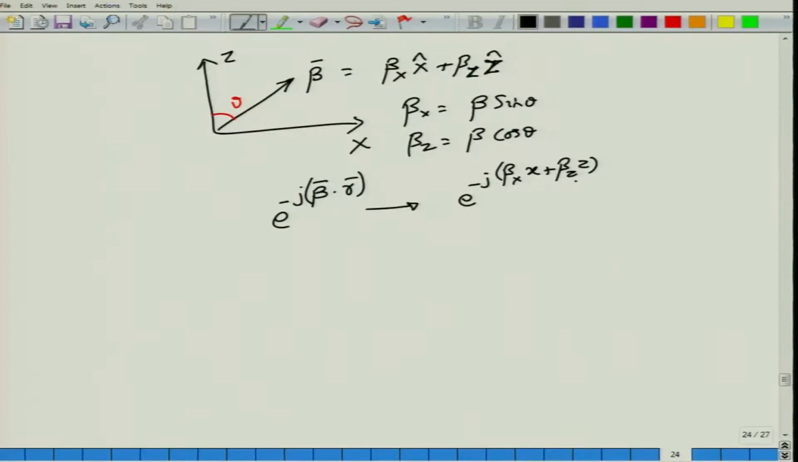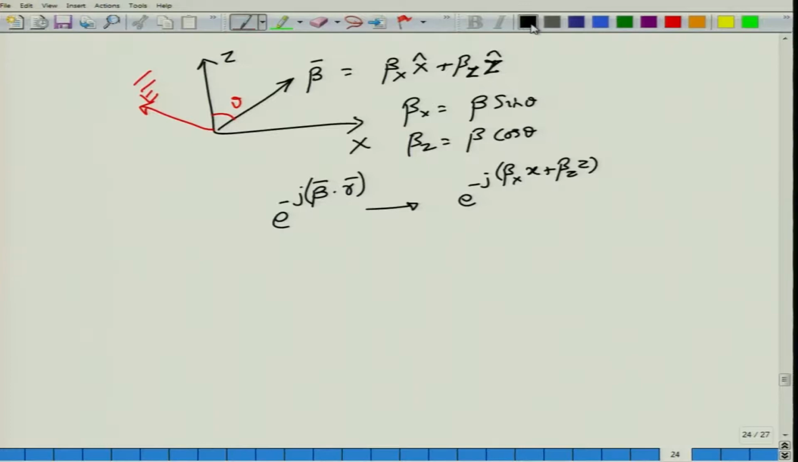If I now assume that the electric field is perpendicular to this and lies in the same plane, I can show that the electric field also has two components. One component will be along the z axis and the other component will be along the x axis. I can find out what those components are, but right now that is not the point.